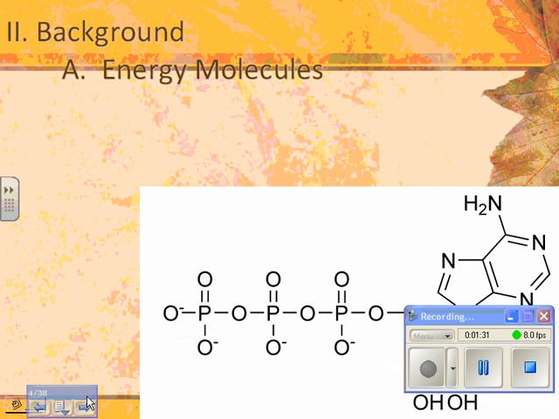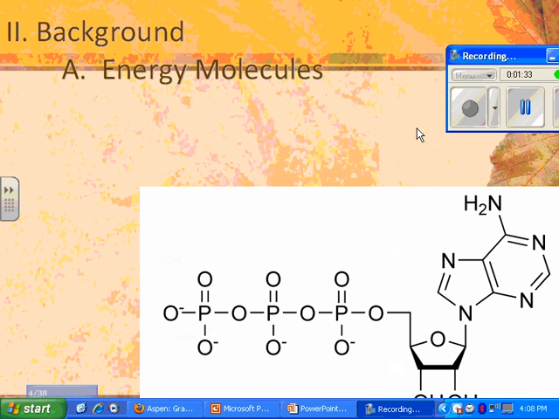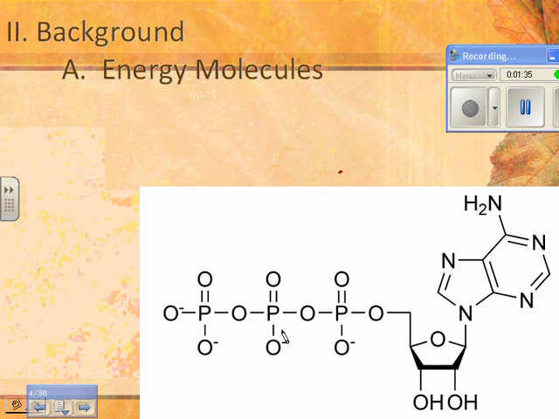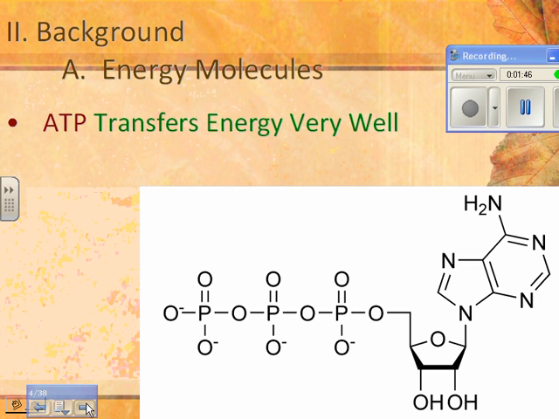So what we're going to look at first is a little bit of background with some of the molecules. Some of it you already know. This is an energy molecule. You can see the base here and the sugar here and the phosphates. So this must be a nucleotide. It's the nucleotide with 3 phosphates. It's ATP. And it transfers energy really, really well.